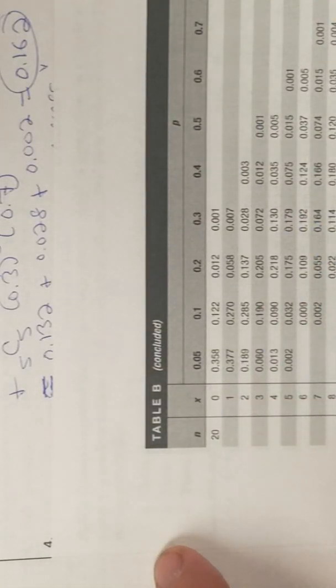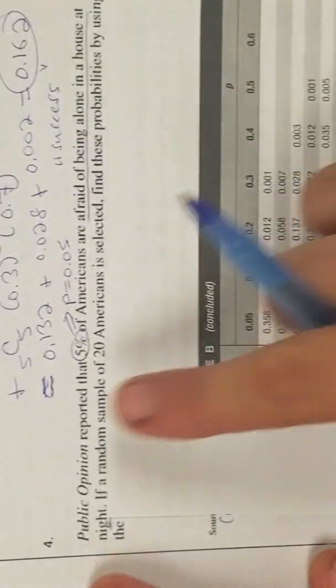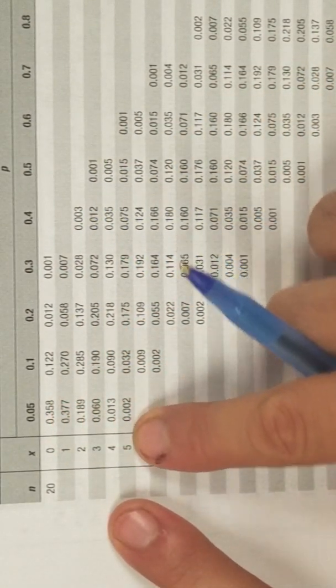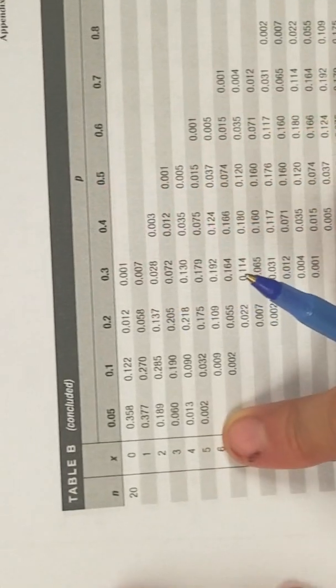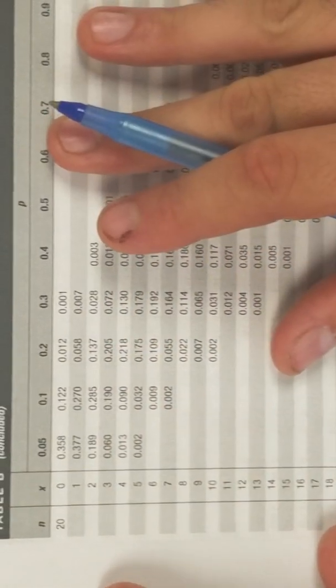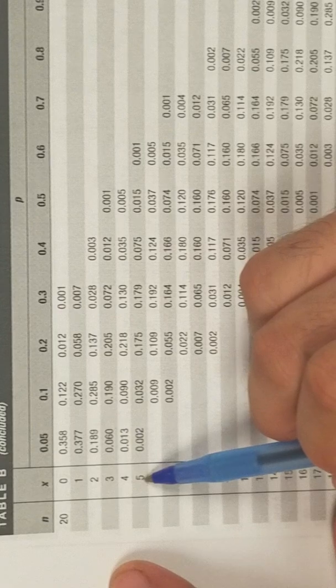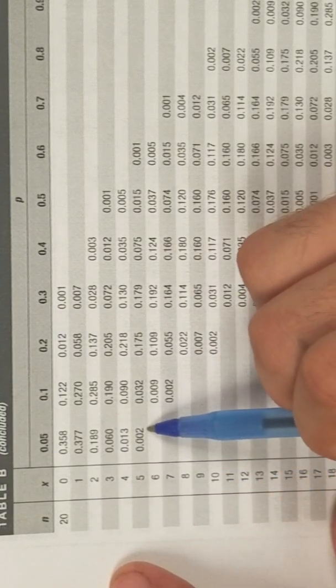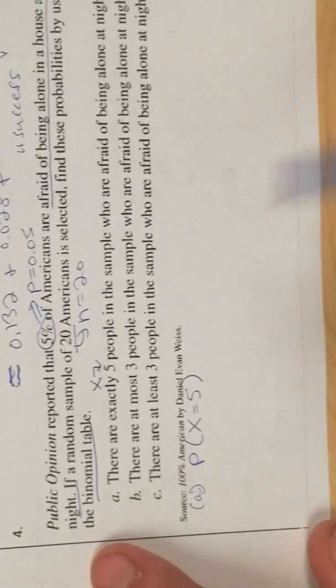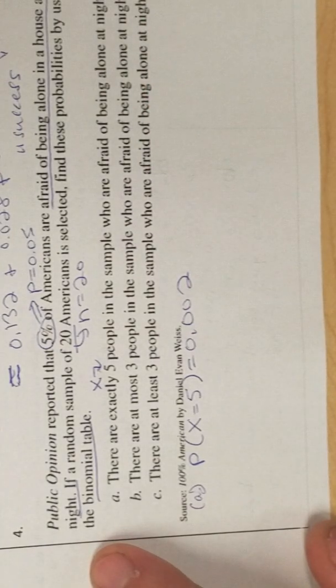And I'm going to now begin to look this up. So n is 20. We said that x is 5. So we're looking at here. And then the probability of success is, we said it was 5% or 0.05. So then we go ahead and look that up. So we got 0.05 here. We're looking at 5 successes for 20 people. That's the probability, 0.002. So now we know what that is for part A. And it's as simple as that. That's all you have to do in order to get that probability. So that answer is finished.